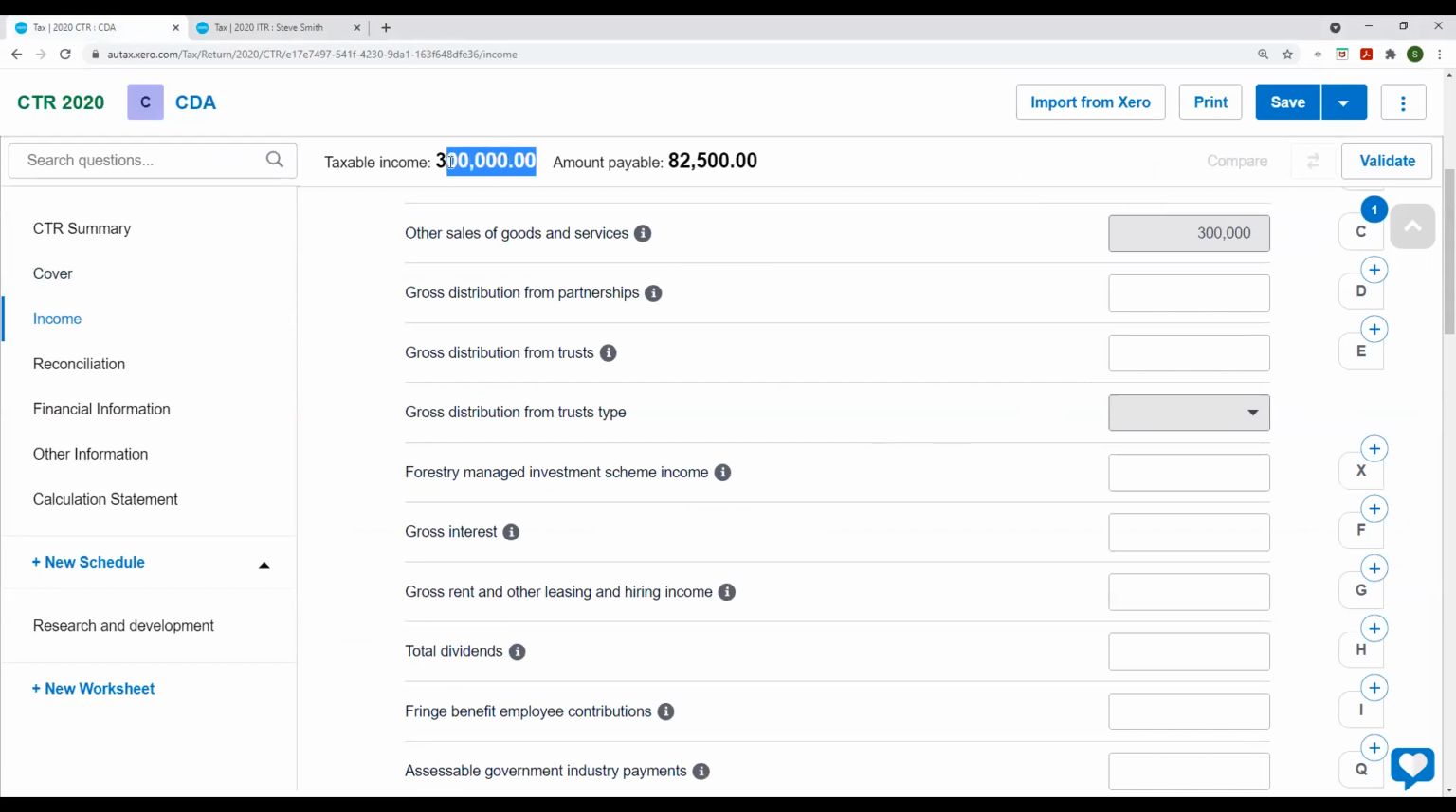If you go with a company, assume you are under 10 million turnover, sorry, you satisfy the base rate entity category of under 50 million, and you are only doing business activity, not passive income, you may get the lower tax rate, which is 27.5%. You will only pay $82,500.